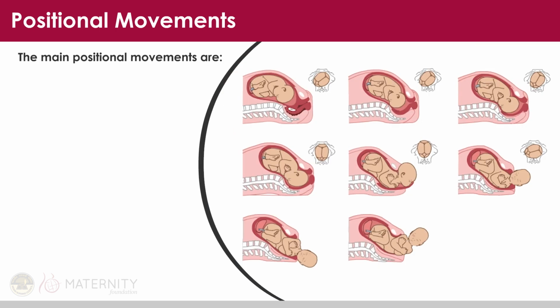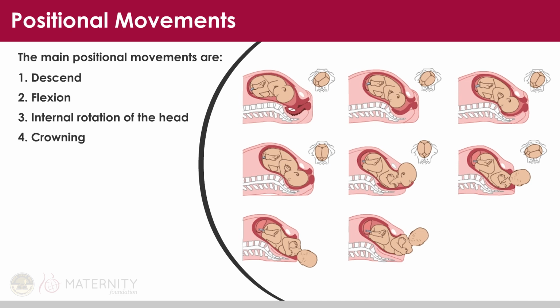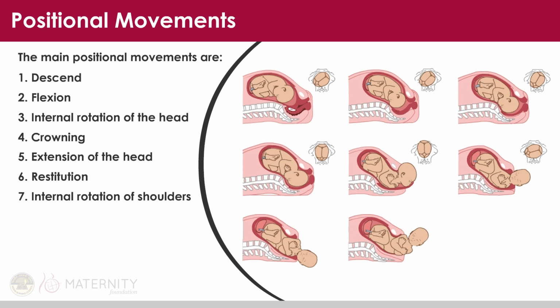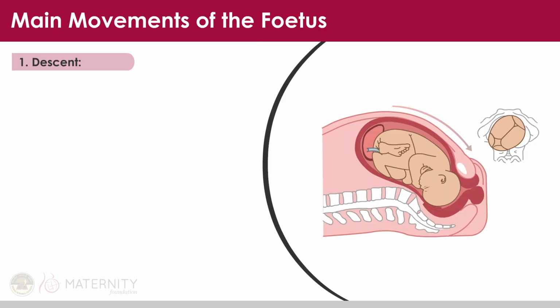Positional movements. The main positional movements are descent, flexion, internal rotation of the head, crowning, extension of the head, restitution, internal rotation of shoulders, external rotation of head, lateral flexion. Main movements of the fetus.